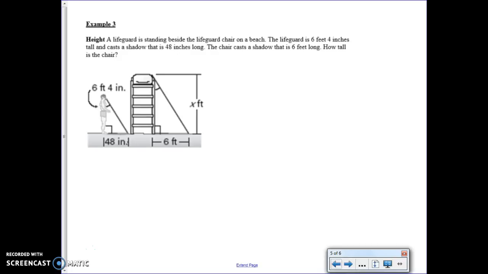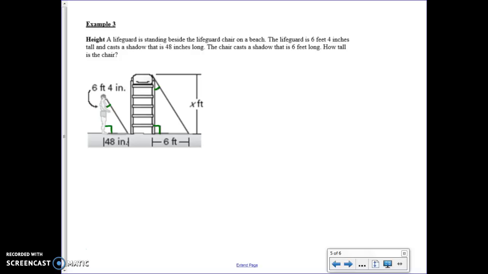All right, one last problem. We're going to talk about a lifeguard at the beach. So the lifeguard is standing next to his chair. He's casting a shadow, and the chair is also casting a shadow. We want to know how tall the chair is. So I look and I see by angle, angle. See these two arcs there, and then the right angles. Those two triangles are similar. So I know that I can set up that proportion to solve for that missing side.